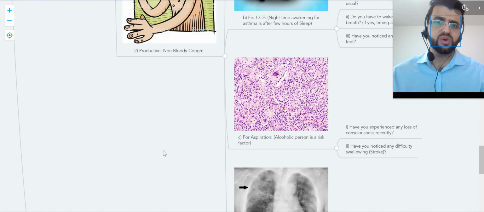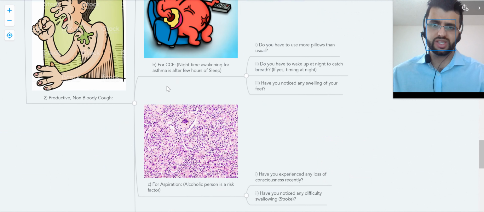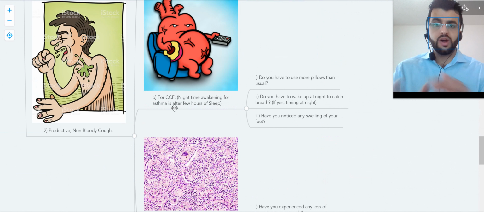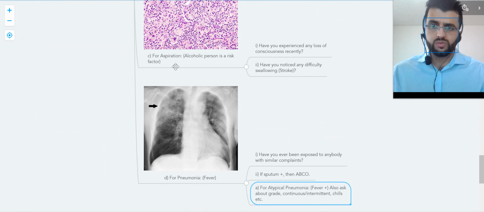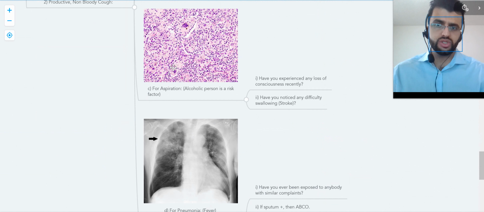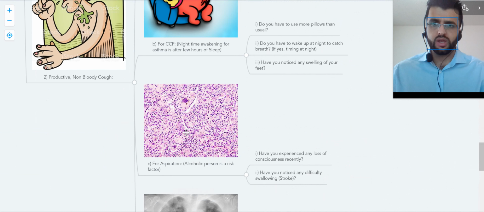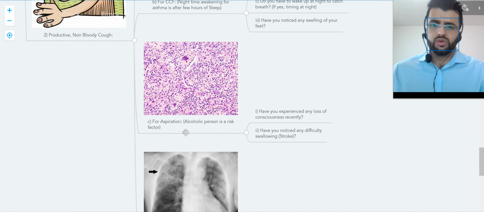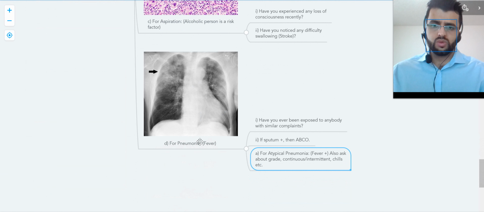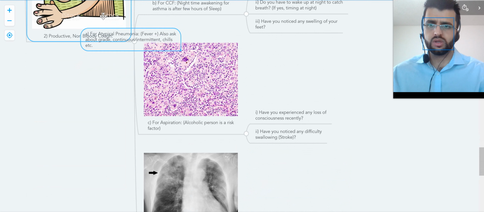What if the cough is productive? Productive, then we think of CHF, congestive heart failure. For aspiration pneumonia, or it could be just pneumonia, or it could be just atypical pneumonia. Okay, so let's do that.